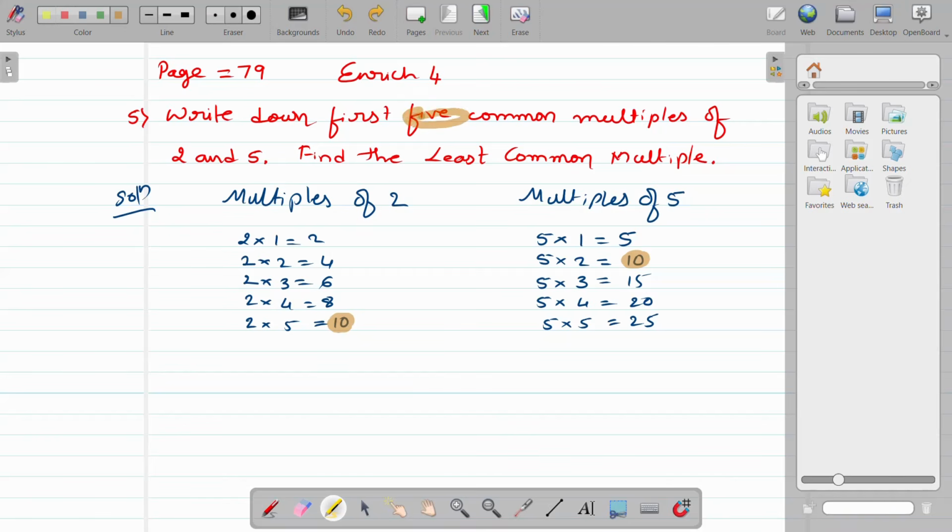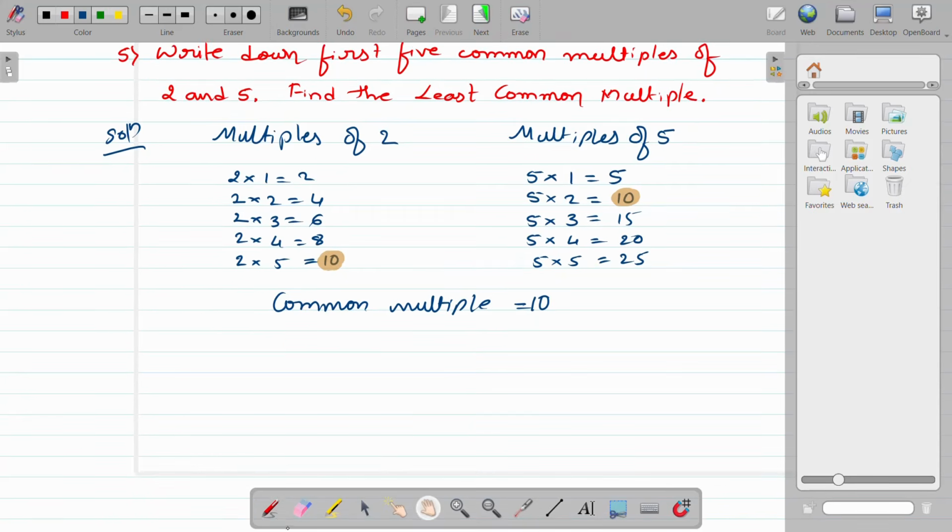Before that, they are asking us to write the five common multiples. So because of that, we will write here, the first common multiple we got, we write it as common multiple. Okay. So here I will write it as common multiple. Common multiple, we got it as 10. And now we have to find the first five common multiples. So because of that, I will write here the next step.